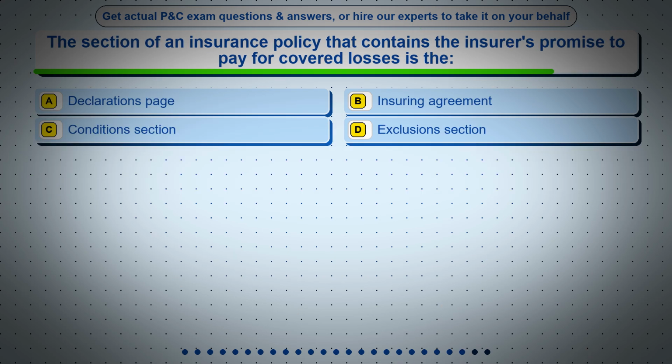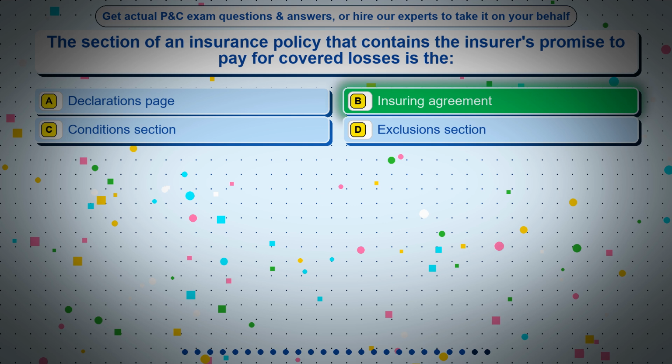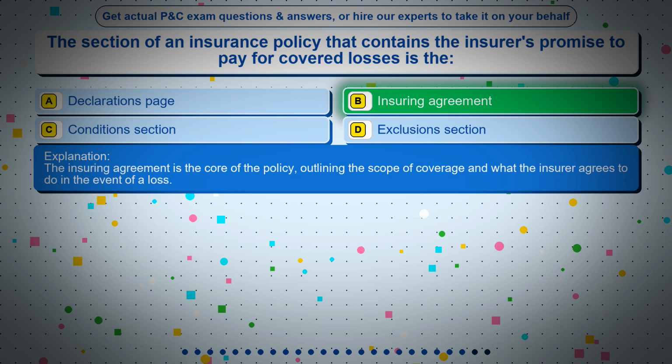Question 23. The section of an insurance policy that contains the insurer's promise to pay for covered losses is the: Option A. Declarations page. Option B. Insuring agreement. Option C. Conditions section. Option D. Exclusions section. The correct answer is option B. Insuring agreement. The insuring agreement is the core of the policy, outlining the scope of coverage and what the insurer agrees to do in the event of a loss.